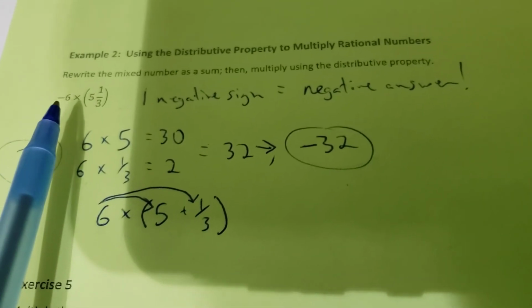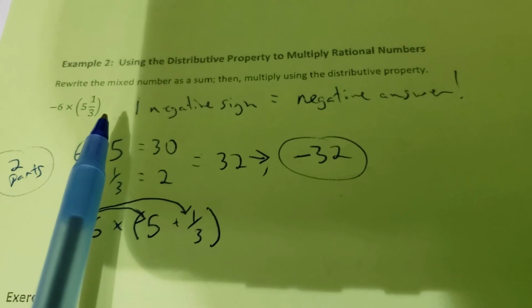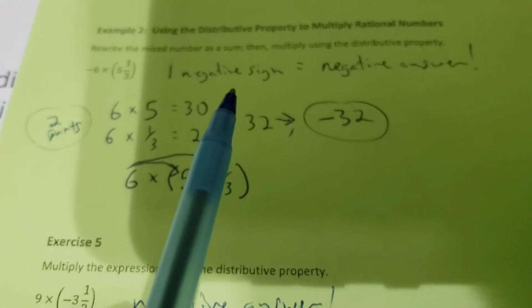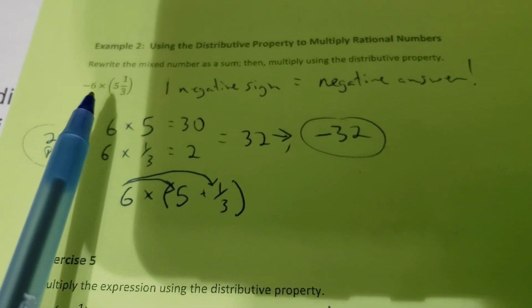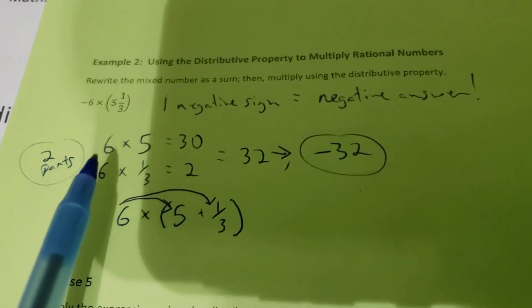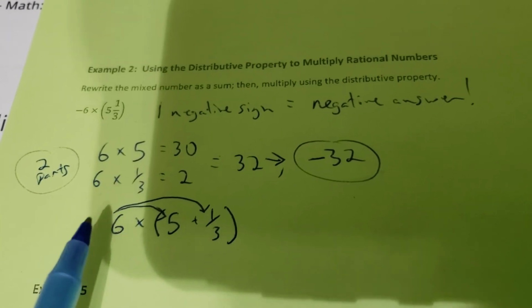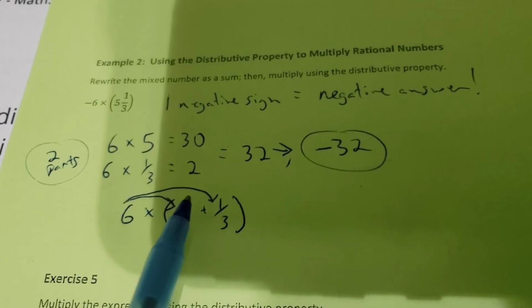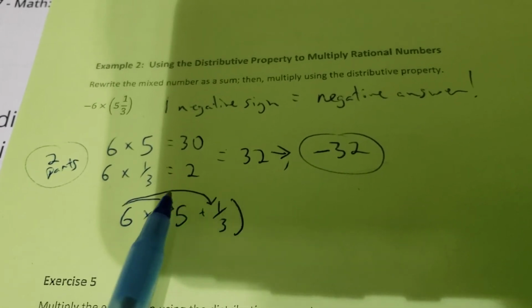Now, I have a negative number times a positive mixed number. So one negative sign means it's going to be a negative answer, so I don't want to forget that at the end. But what I'm going to do is break it down to 2 parts. I'm going to have it broken down to a 6 times 5 and a 6 times a third. Now, how did I get there? Right here. I broke that 5 1/3 apart into 5 plus 1/3.